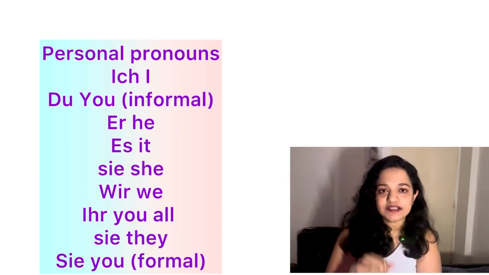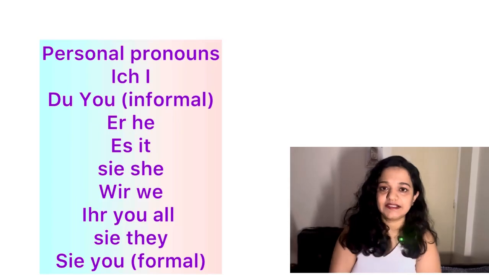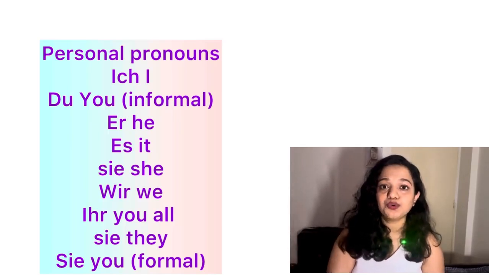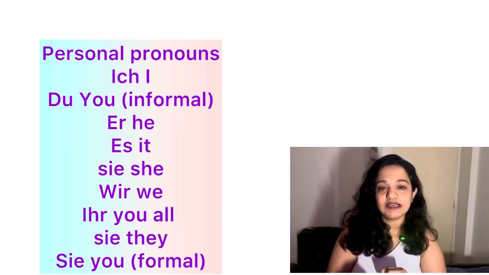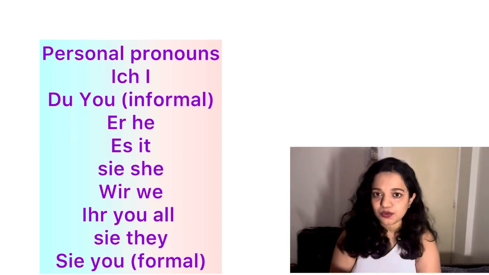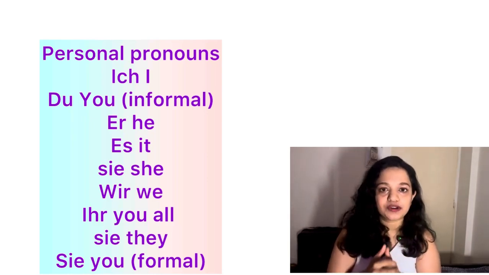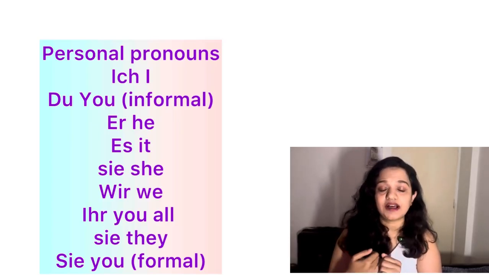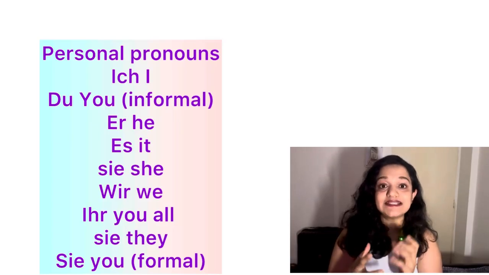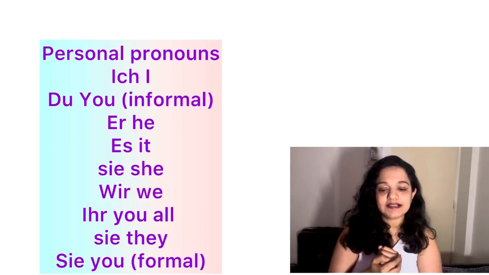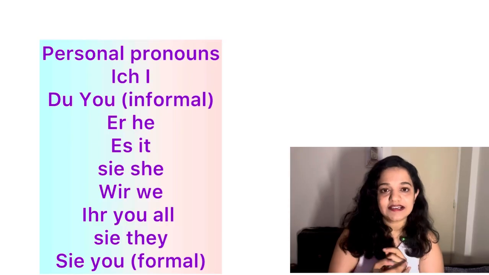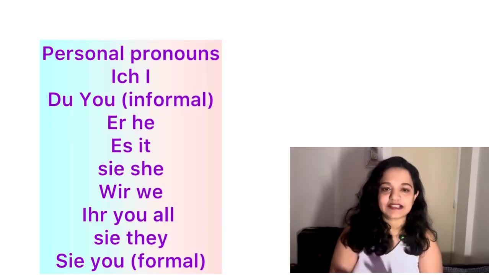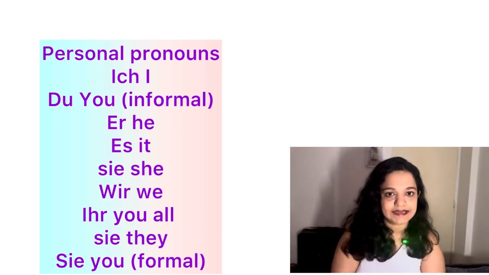So always remember that in the German language there are two you. There is a difference between formal you and informal you. If you are talking to someone like your brother or your friend, you will use du, which means tum or tu. If you are talking to your father or your teachers, you would say Sie. And this Sie has its first alphabet, S, always capital, no matter where it comes in the sentence.